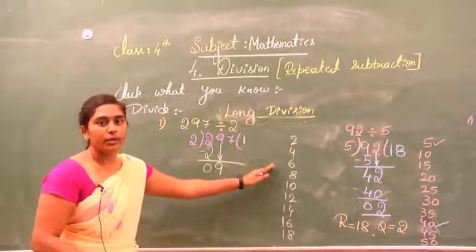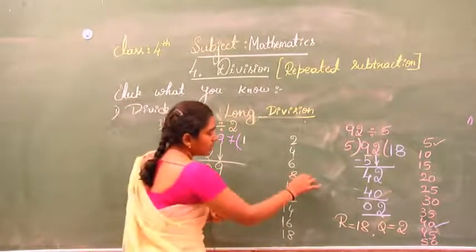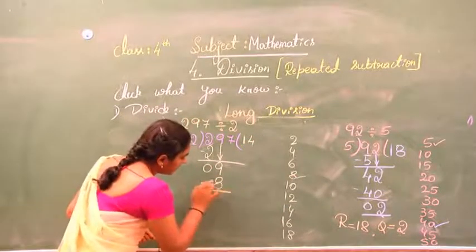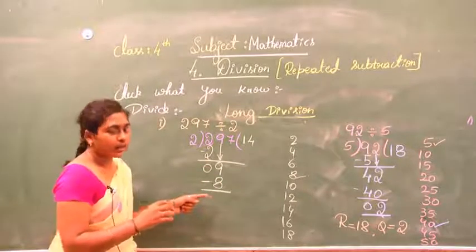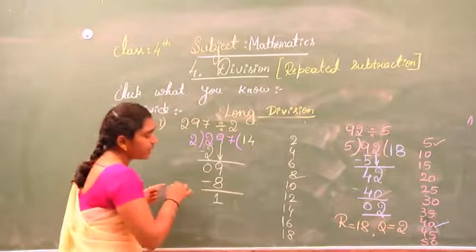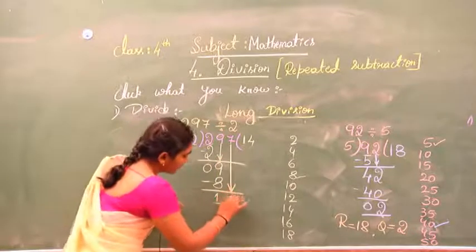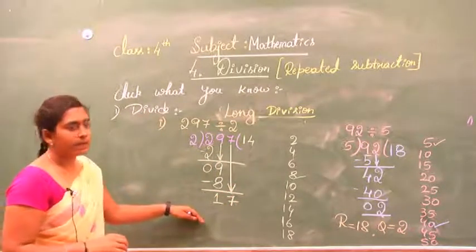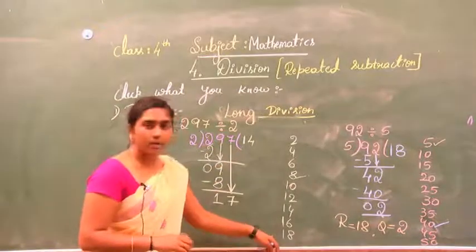So what we have to do? Less than 9, we have 8. So 2 4s are 8. 9 minus 8 is 1. After finishing that, the third number also should be taken down, which becomes 17. Again it becomes 17. We have more steps here. Now look again for the number 17.